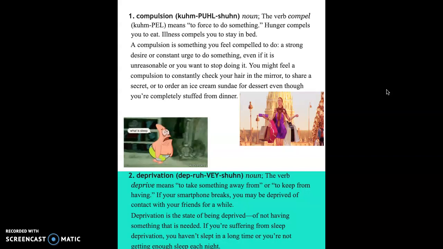All right, so the second word is deprivation, something that we have been deprived of. As you see in this picture, what is sleep? Okay, the verb deprive means to take something away from or to keep from having. If your smartphone breaks, you may be deprived of contact with your friends for a while. Oh my gosh, it's a horrible thing, isn't it? So deprivation is the state of being deprived, of not having something that is needed. If you're suffering from sleep deprivation, you haven't slept in a long time, or you're not getting enough sleep each night. So stay off those cell phones.